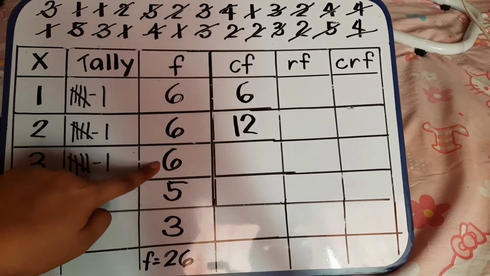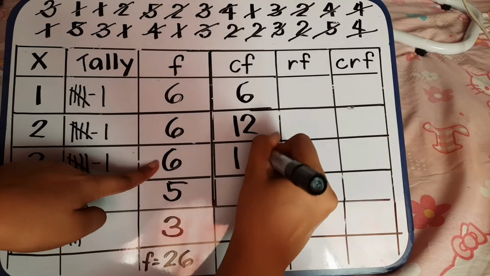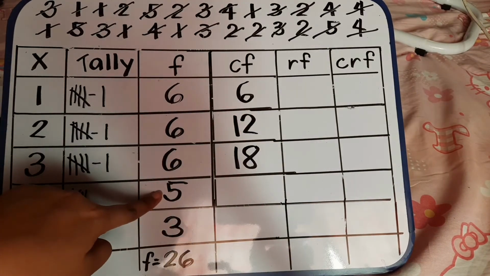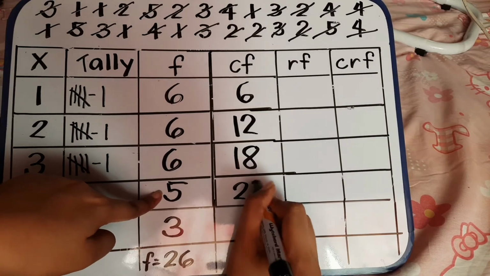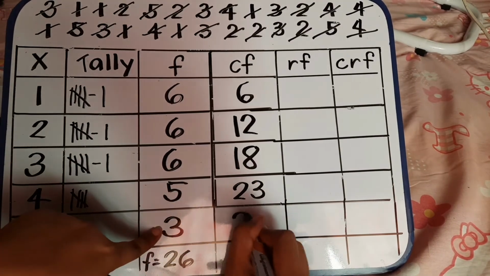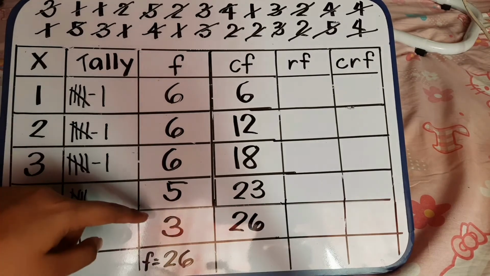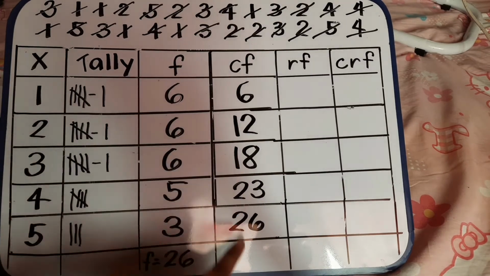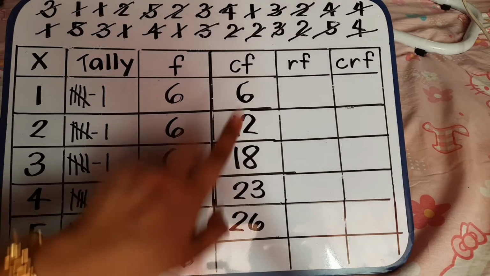12 plus 6, we have 18. 18 plus 5, that is 23. 23 plus 3, and that is 26. Okay, kaya ang sabi natin sa CF ay cumulative frequency is added to the preceding cumulative frequency, and it is defined as the sum of all the previous frequency.